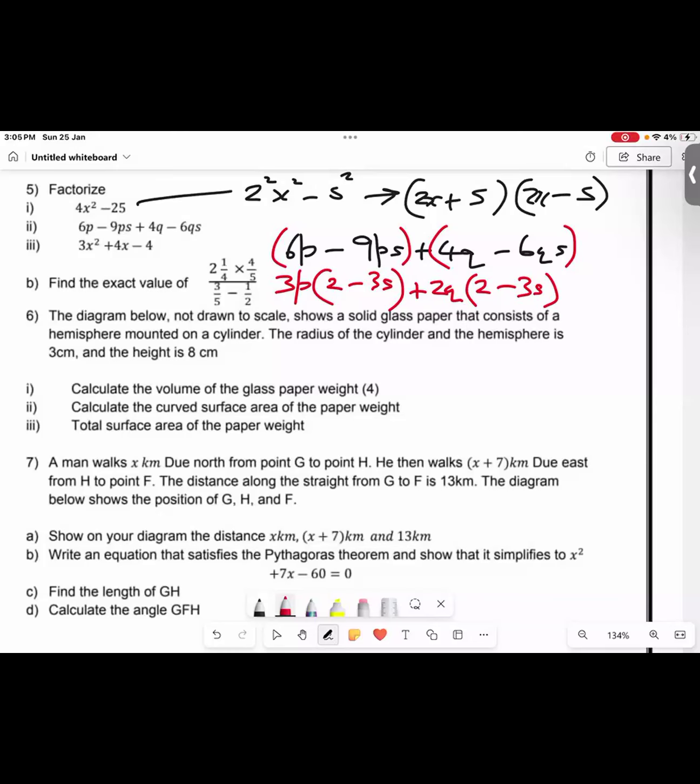And then the remaining terms are going to be what? 3p plus 2q. And that's going to be your factored answer. 2 minus 3s, open bracket, 3p plus 2q. All right, and that takes care of example number 2.